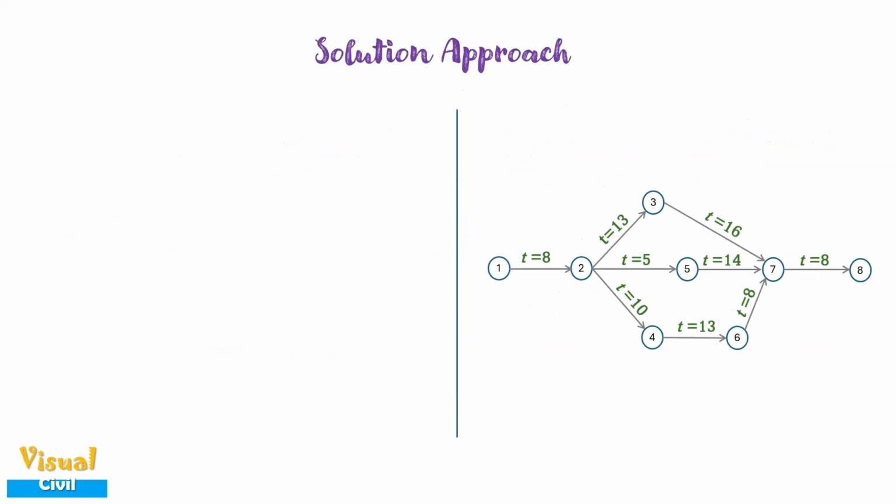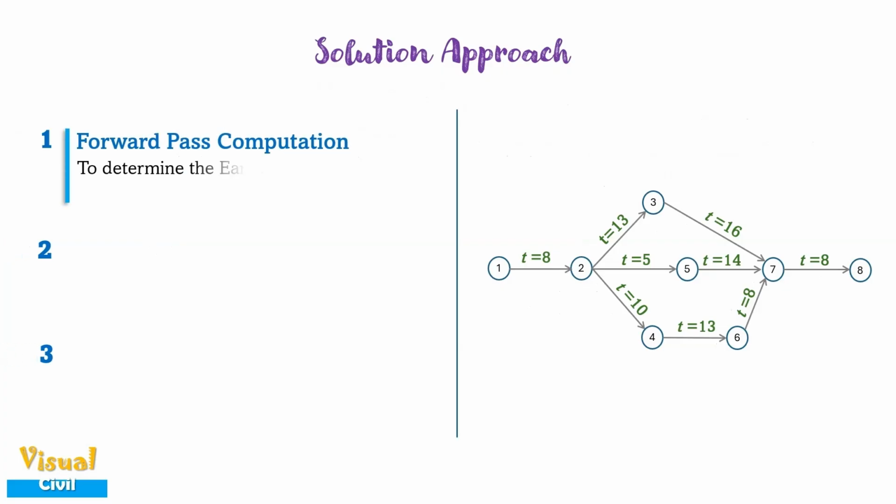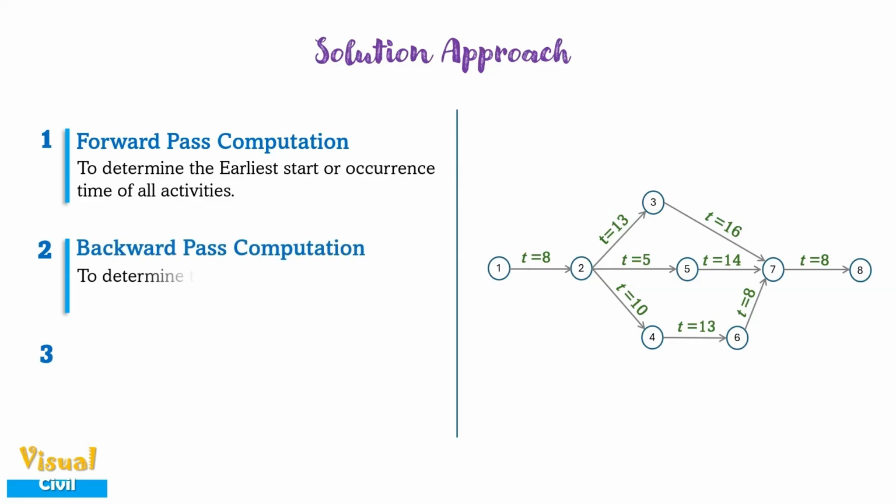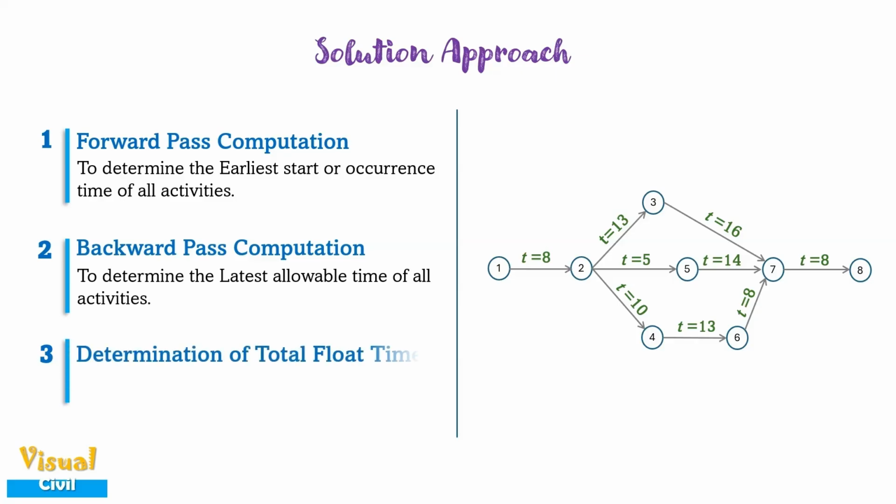Now let us approach the solution in three parts. First, forward pass computation to determine the earliest start or occurrence time of all activities. Second, backward pass computation to determine the latest allowable time of all activities. And third, calculation of total float time and determination of the critical path.